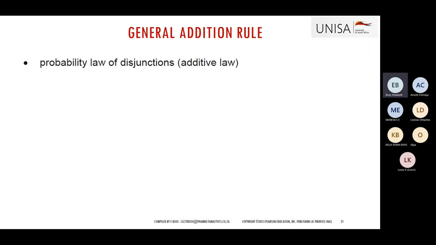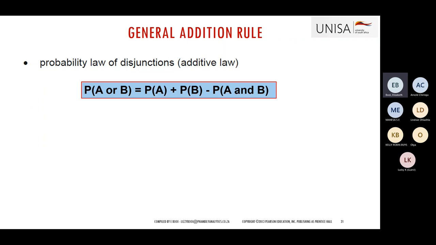So now let's get into the probabilities. We've learned about the basic things, so now let's apply what we have learned in terms of how we calculate additional rules or further probabilities. The first one is the general addition rule, the probability of disjunction or the additive law. What does that mean? If I need to find the probability of an event happening or another event happening, that is the probability of that simple event plus the probability of another simple event minus the probability of their joint event. So finding the probability of A or B happening is given by the probability of A plus the probability of B minus the probability of the joint event of A and B happening.